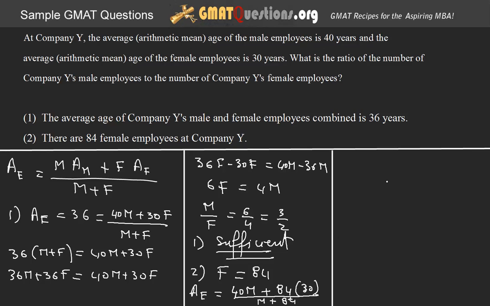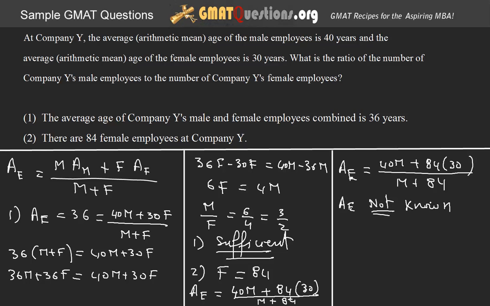Okay, trying to squeeze this here. I hope you can see it. So to rewrite this, we have (40m plus 84 times 30) divided by (m plus 84). Okay, so the question is, can we isolate the ratio m over f, or m over 84? We're going to have a problem. The problem is we don't know A_E, A subscript E, not known.